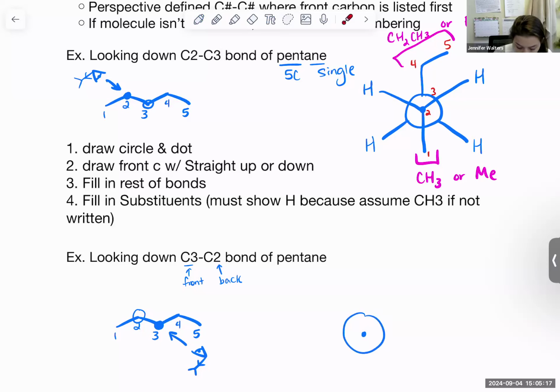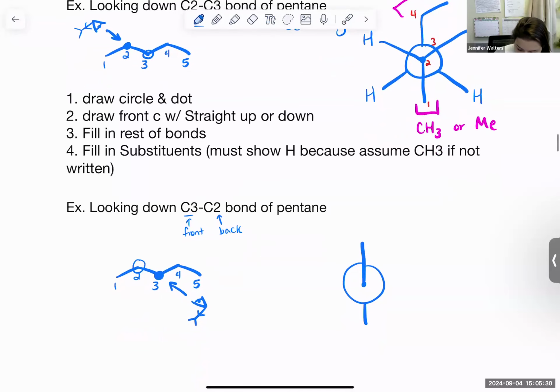Now I look to see where are the in-plane lines. Where's the straight up and straight down? Straight up is on carbon 3 on my front carbon. Straight down is carbon 2 on the back carbon. And then I fill in the upside down Y and the straight up Y.